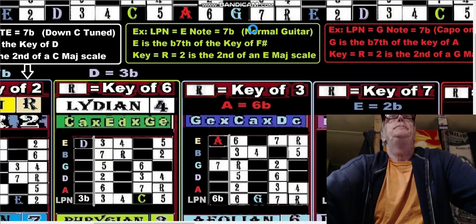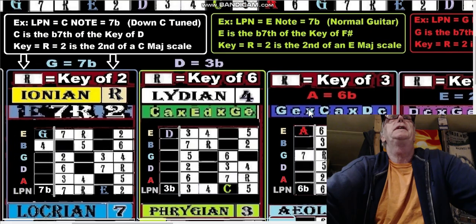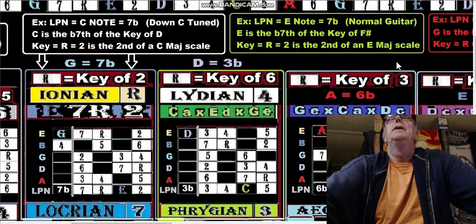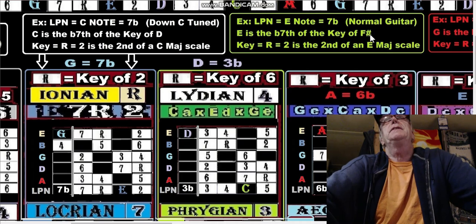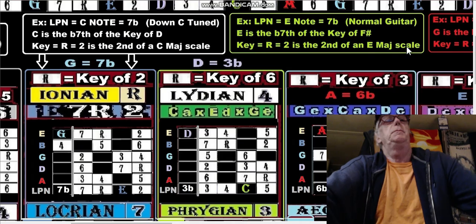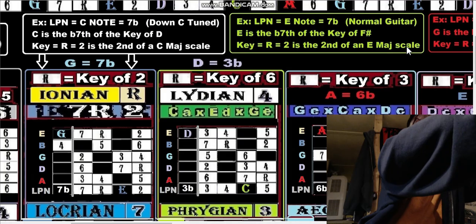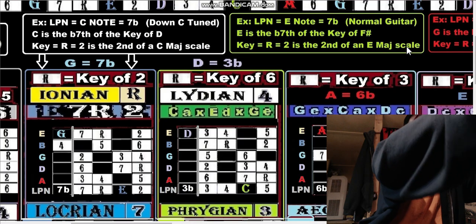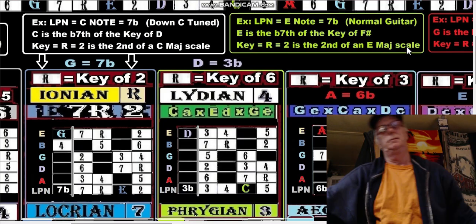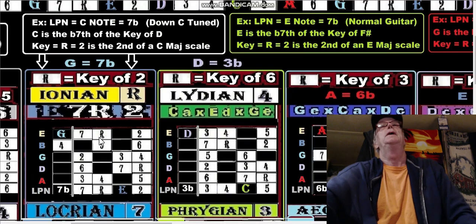Another example. Lowest playable note equals the E note equals flat 7. Same thing, we're over here in this box. Normal guitar tuning. E is the flat 7th of the key of F sharp. Key equals R equals 2 is the second of an E major scale. The key of F sharp. Whoa, messed that up, but that's because I got too much junk on my piano. So that would be the key of F sharp.